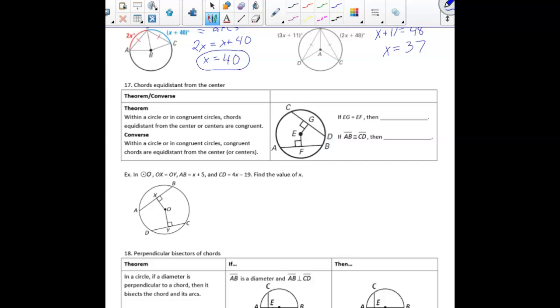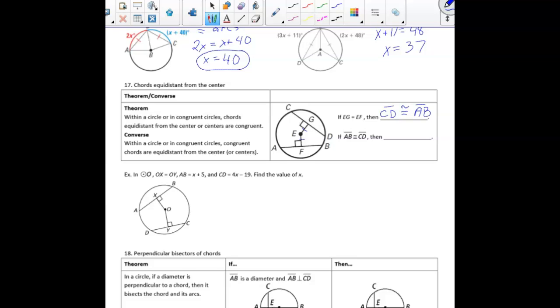The next theorem states that within a circle, or in congruent circles, chords equidistant from the center, or centers, are also congruent. So here we have line segment EG and line segment EF. They are perpendicular to the chords. If these two segments are congruent, we form right triangles. If EG equals EF, then the two chords are congruent.